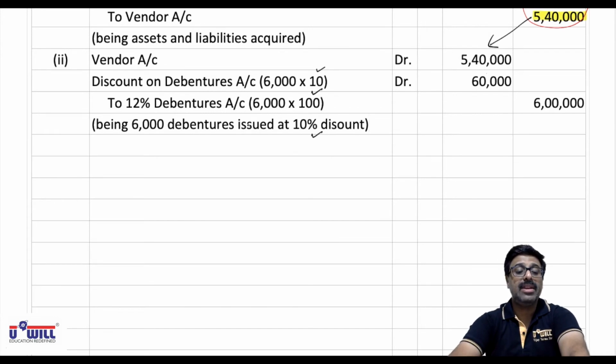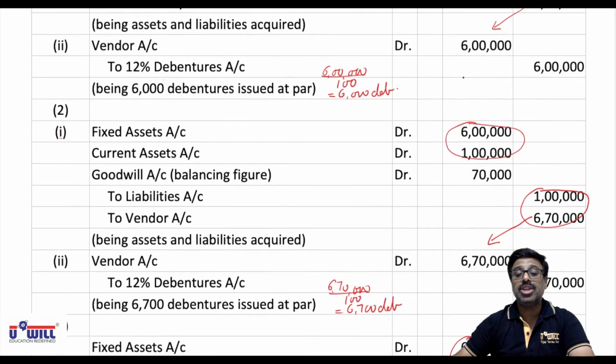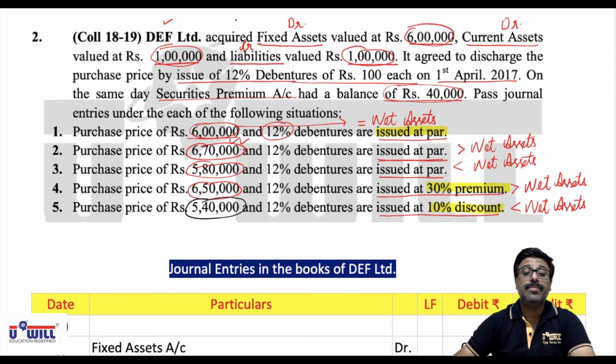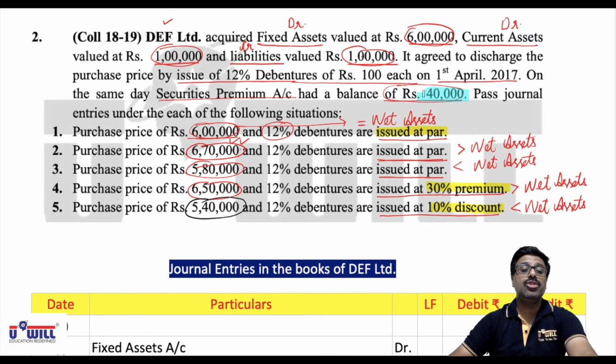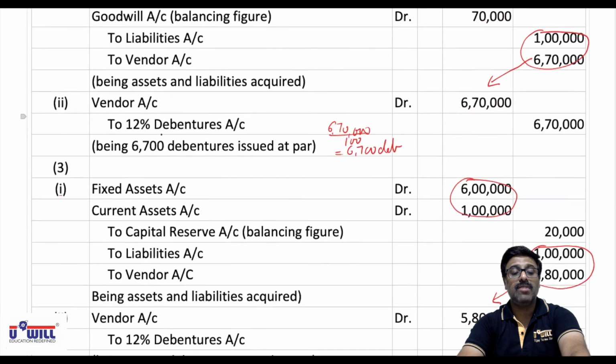Now one more entry will come over here for writing off this discount. Okay, this discount of 60,000 we will write off from which amount? From securities premium. And here securities premium has a balance of 40,000 only, whereas discount is 60,000. So 20,000 we will take from profit and loss account. Means what? One more entry will come.